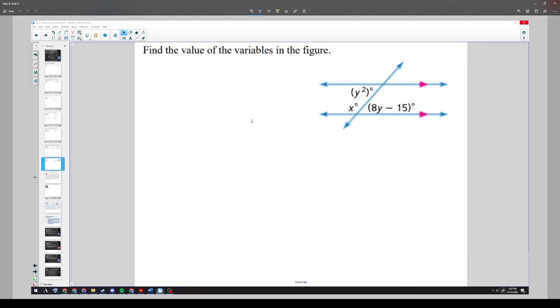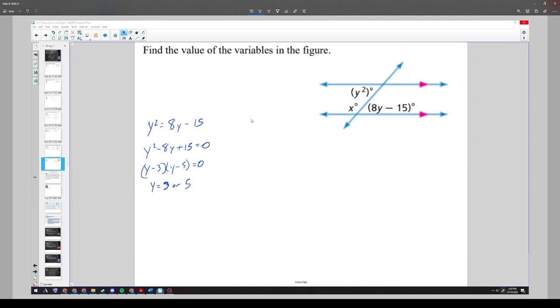So we know these two are alternate interior, so y squared is equal to 8y minus 15. To solve this, we need everything on one side, so y squared minus 8y plus 15 equals 0. That allows us to solve this one. I would probably solve it by factoring because I can see that 8 is made as the sum of 5 and 3, which make 15. So I know this is y minus 3 times y minus 5 equals 0. So y could either be 3 or 5.